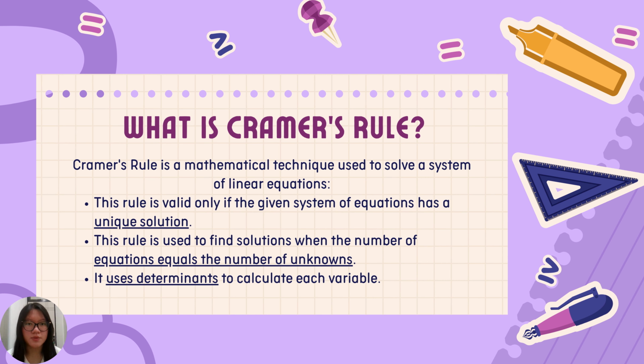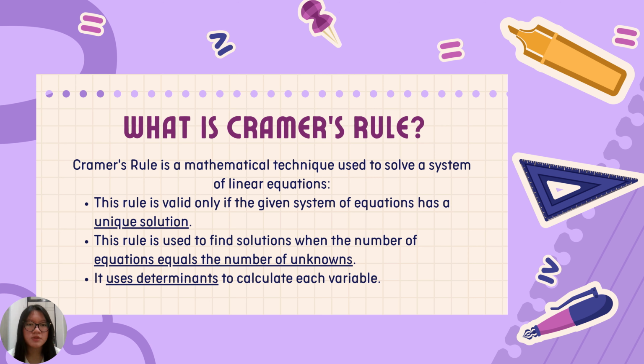What is Cramer's rule? Now we're ready to understand Cramer's rule itself. Cramer's rule is a mathematical technique specifically designed to solve systems of linear equations. It has several important characteristics. First, this rule is valid only when the system has a unique solution, which, as we just learned, occurs when the determinant is non-zero. Second, Cramer's rule is used when the number of equations equals the number of unknowns. If we have three equations, we must have three variables.